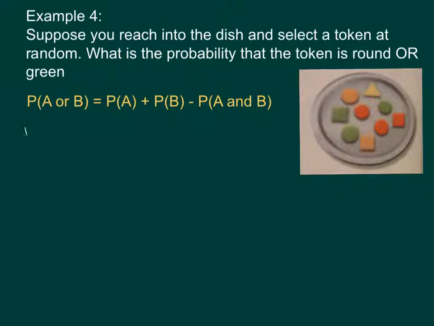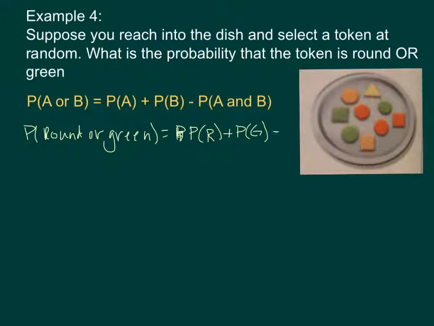So what I'm looking for here is the probability of round or green. So to do that, I need to find the probability of it being round, then I'll add the probability of it being green, then I'll subtract the overlap. So what is this going to look like mathematically? The probability of it being round, I have 1, 2, 3, 4, 5 out of the 9 pieces in that dish.